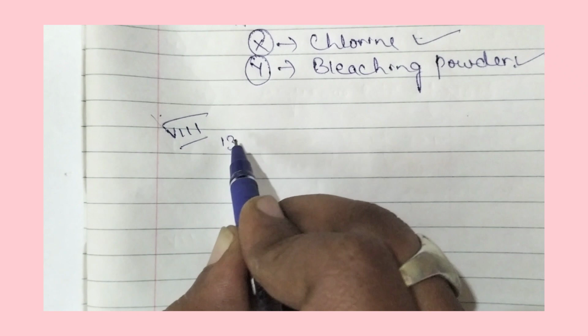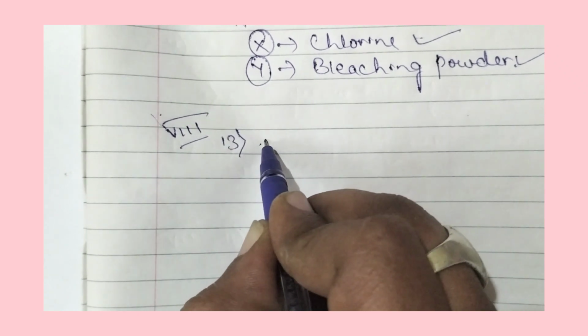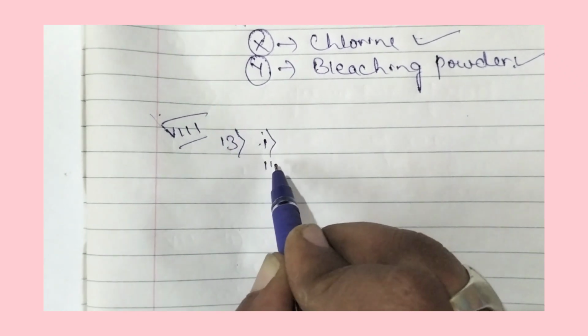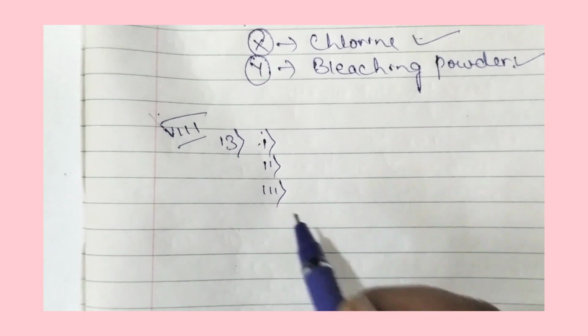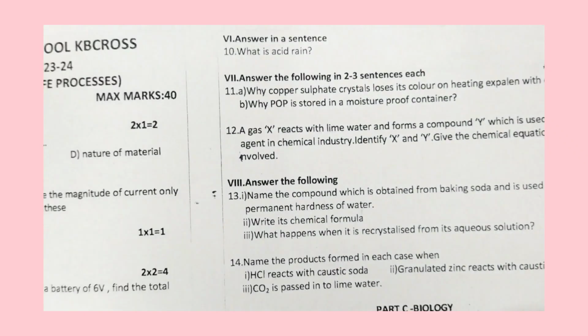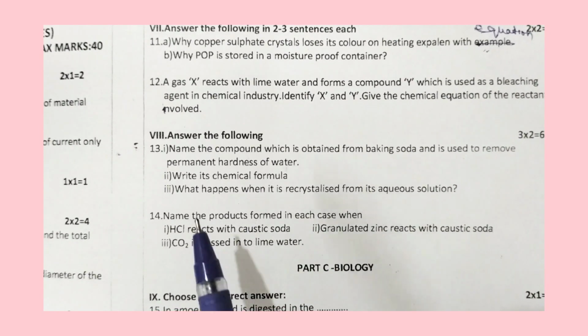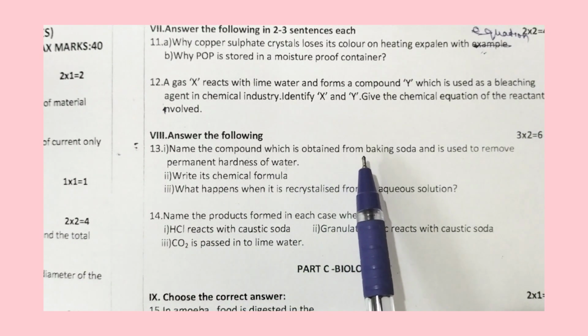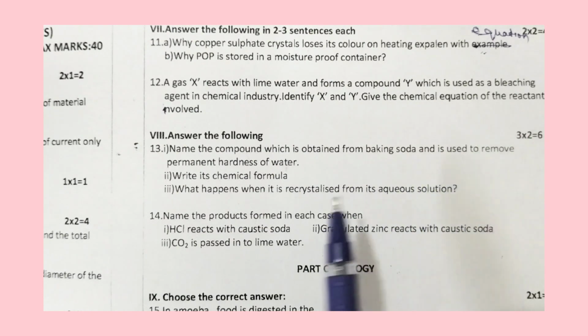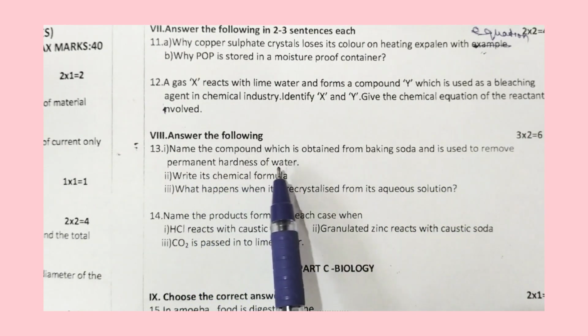So now let us move to the 8th main. In the 8th main, let us move to the 13th question. In 13, three sub questions are given. So let us answer all the three sub questions. The question is like this: name the compound which is obtained from baking soda and is used to remove hardness of water.